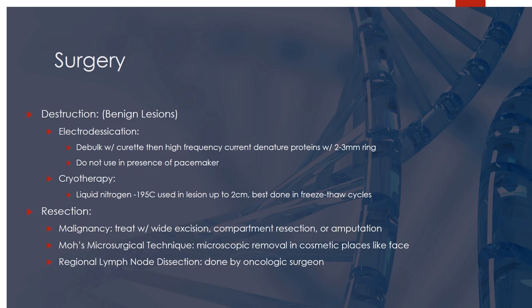an amputation. Someone described as a Mohs microsurgeon, as an oncologist, is usually doing a microscopic removal in very specific cosmetic places, such as the face. Oftentimes, when some lesions spread, they'll need a regional lymph node dissection by an oncologist to see how far things have spread, what the extent of the damage is.